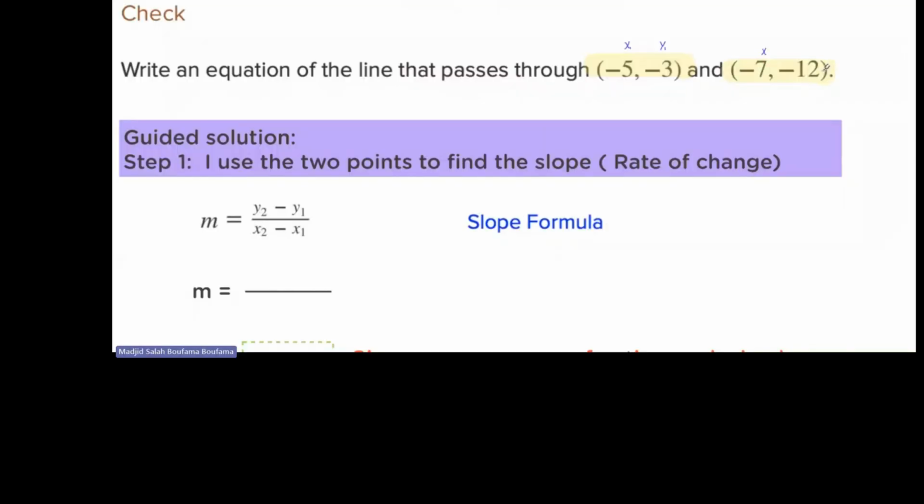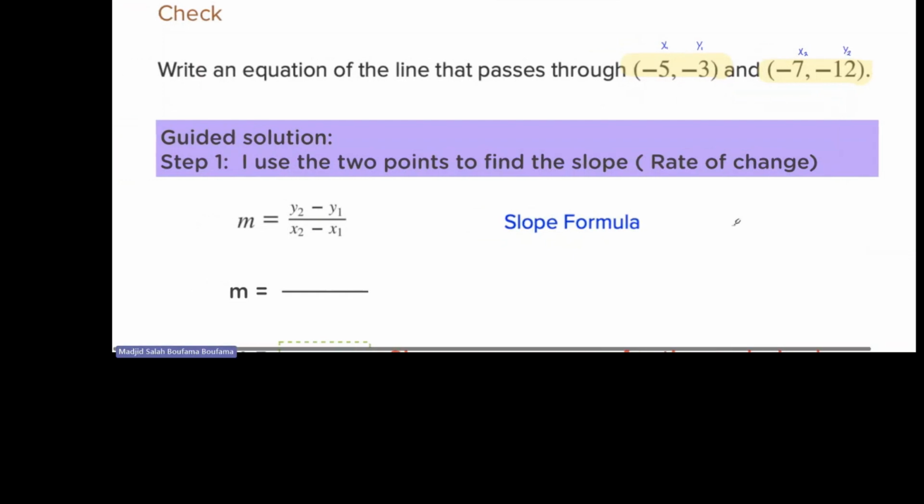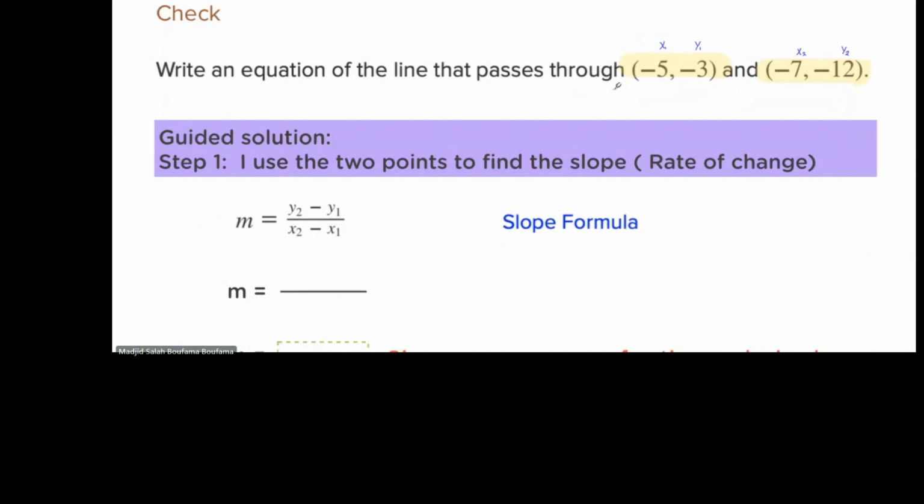We have seen how to find the slope for a line passing through two points, (x1, y1) and (x2, y2). We just use the slope formula, which is change in y over change in x.